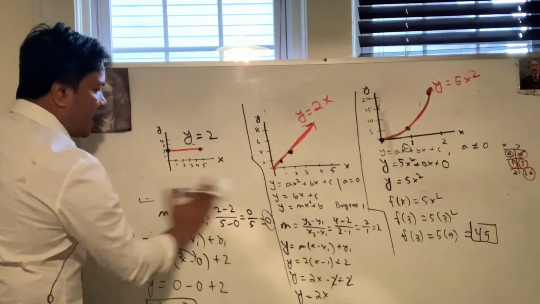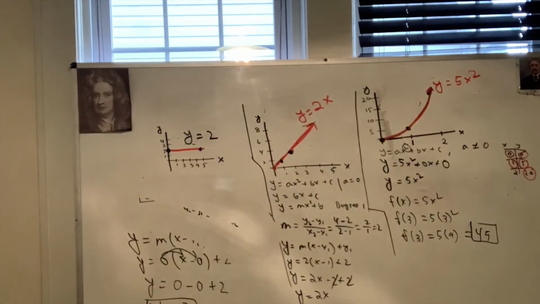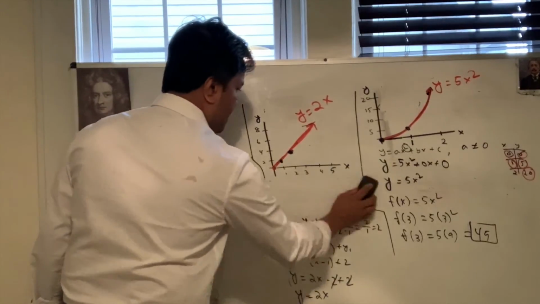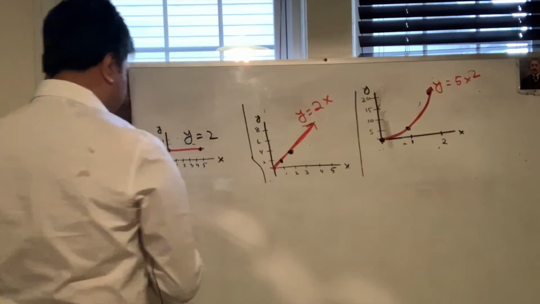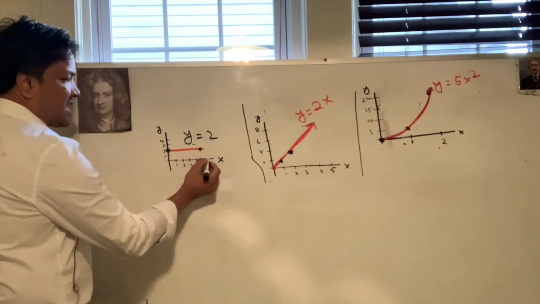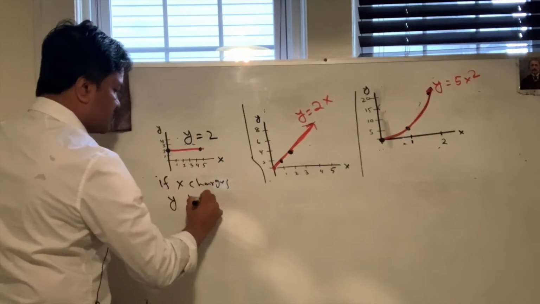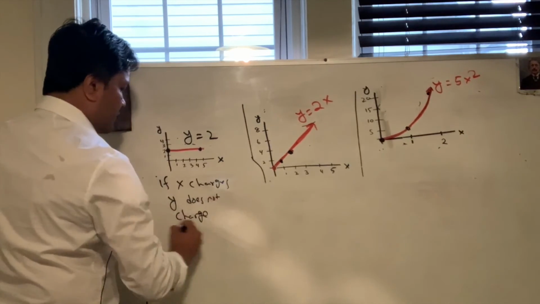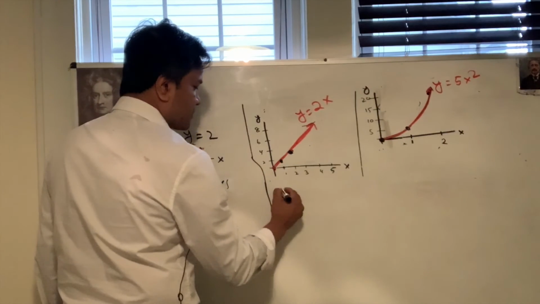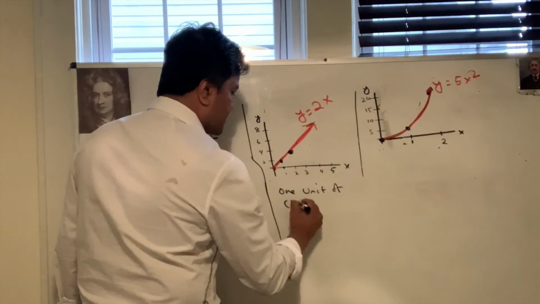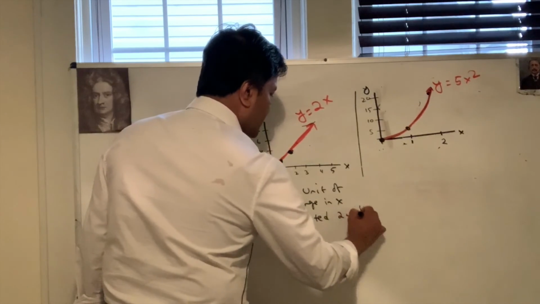What does that mean? So now I know everything. I can erase everything because I wrote the equation of the line. All right, so this is y is equal to 2. If x changes, y doesn't change. If x changes, y doesn't change. All right. If x changes, yeah, 1 unit of change in x resulted in 2 units of change in y.